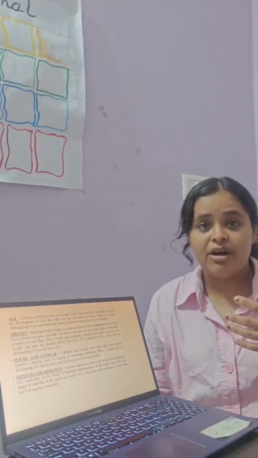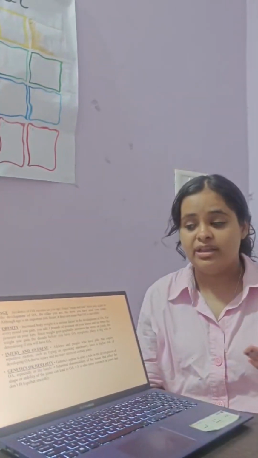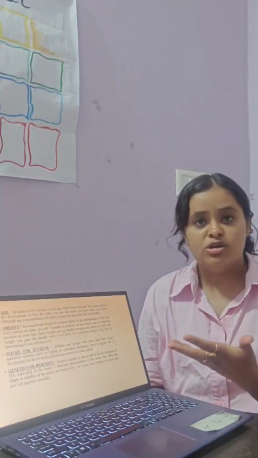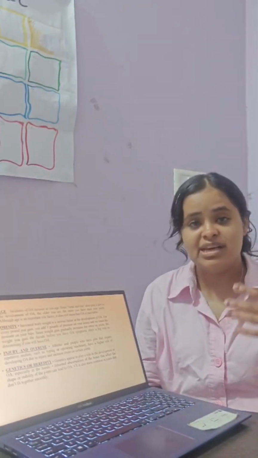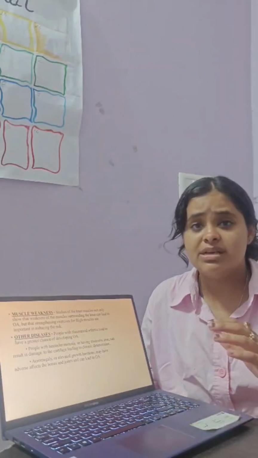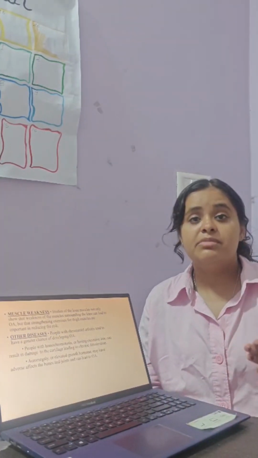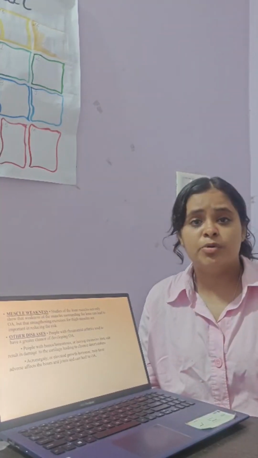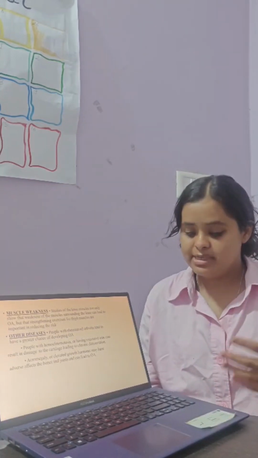Then injury: if a person uses the joint repetitively, or an athlete uses the joint, it is a cause of osteoarthritis. Genetics plays an important role in osteoarthritis. If a person has osteoarthritis, their children may also have it. Muscle weakness is also there as a person gets older. Other diseases like rheumatoid arthritis can also cause osteoarthritis, and many more diseases.